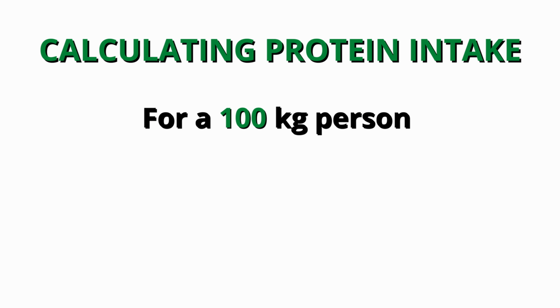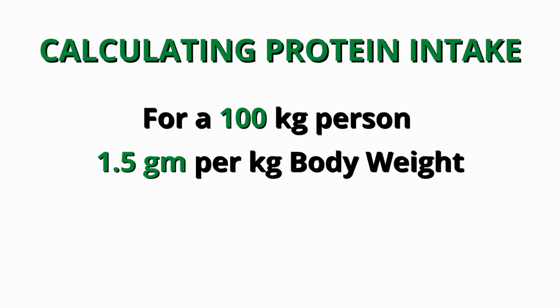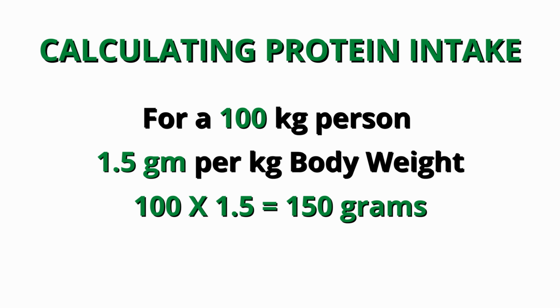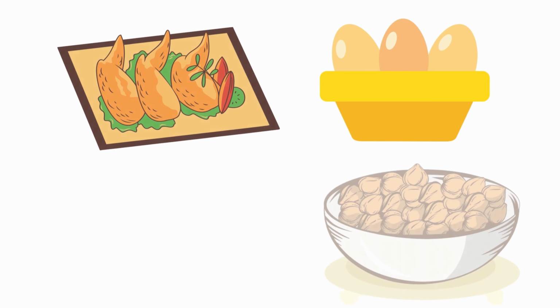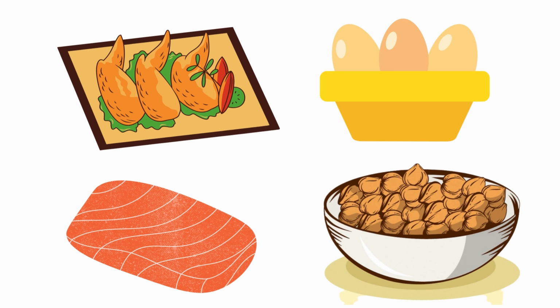Now let's calculate protein intake for that 100 kg person. For a 100 kg person, we'll just start with 1.5 grams per kg body weight. If you multiply 100 by 1.5, it will give you 150. So you can start with 150 grams of protein and can go as high as 200 grams as well. Some lean protein sources are chicken, fish, eggs, soy chunks, etc.